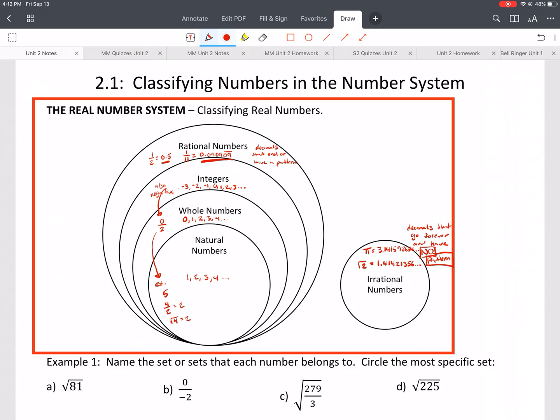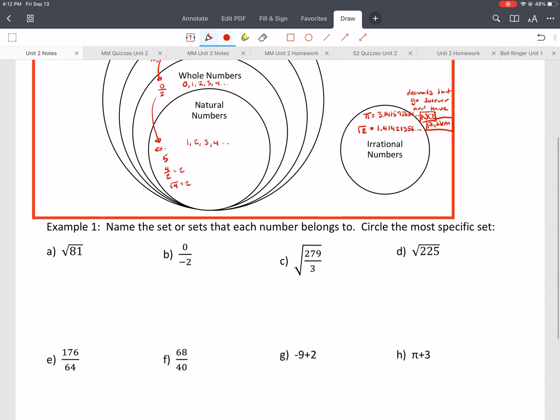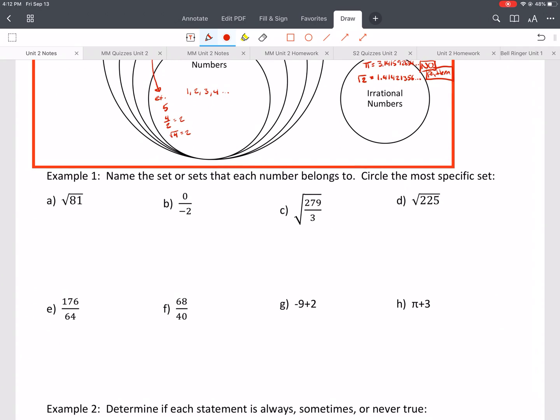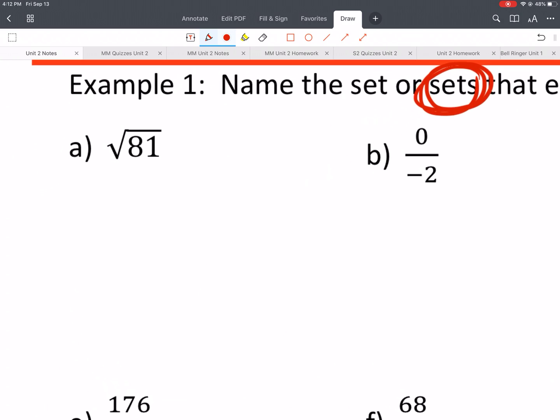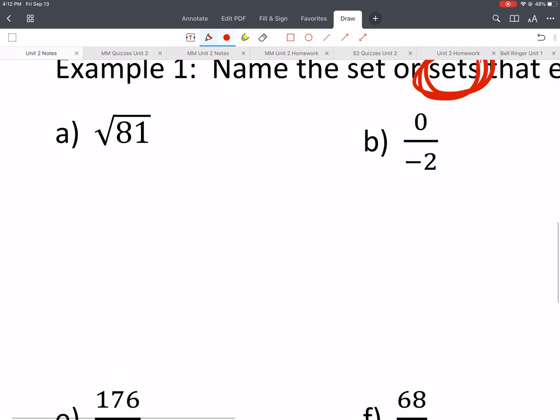Okay, so let's look at some examples. It says name the set or sets. If it has more than one set, then we should list all of those that each number belongs to. Circle the most specific set. So again, like I suggested, if you have a number, you should maybe plug it into your calculator and see what you'd get. So here you'd get 9.